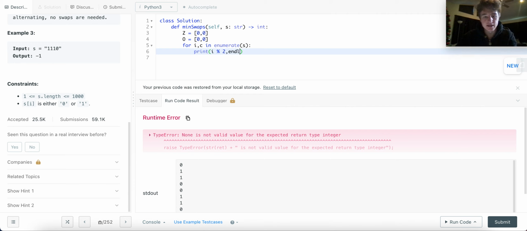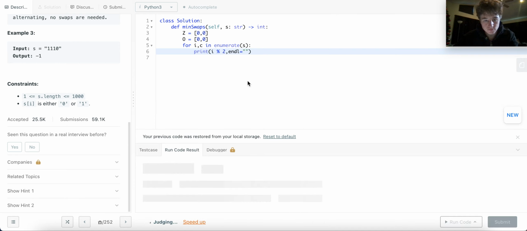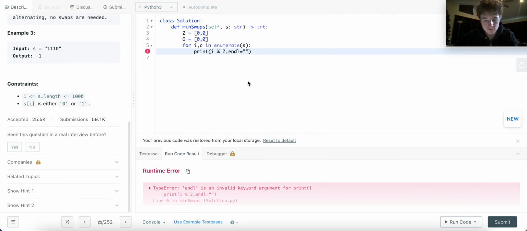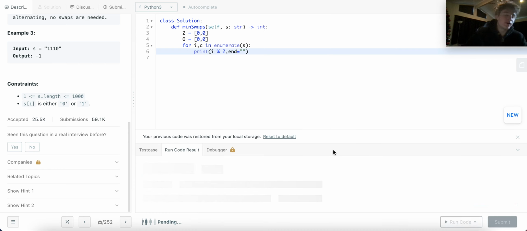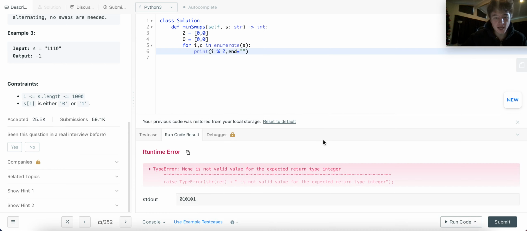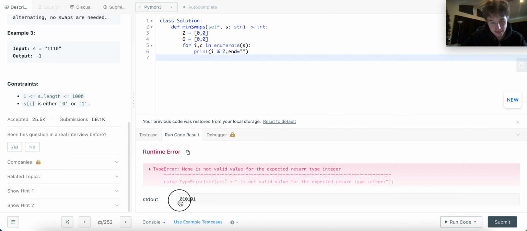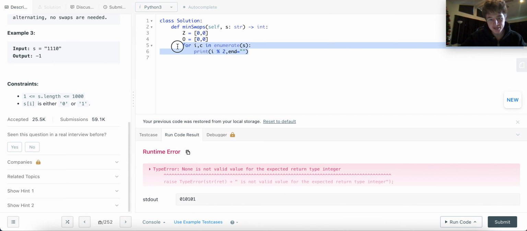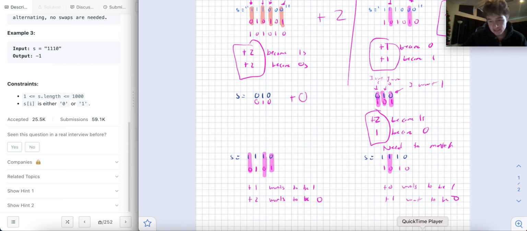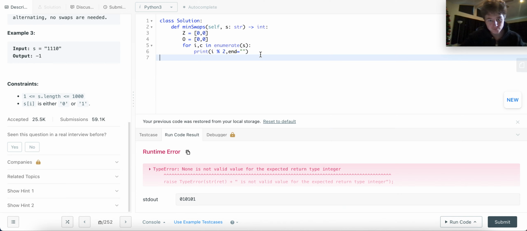let's do end line. I forgot how to do this in Python. How do you do end line? End, maybe? Because in Python, there's no print line function. All right, here. Okay, so 0, 1, 0, 1, 0, 1. Right, so that's how you can get the alternating string. That's the point I'm trying to make here, because we're trying to create this alternating string that we can reference.